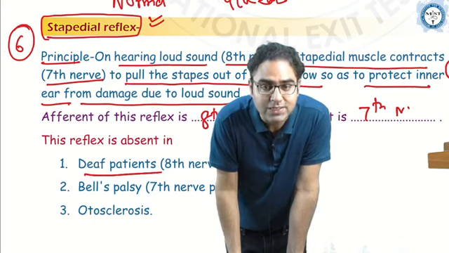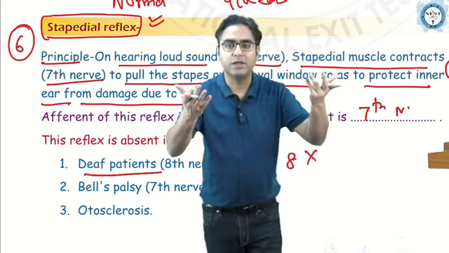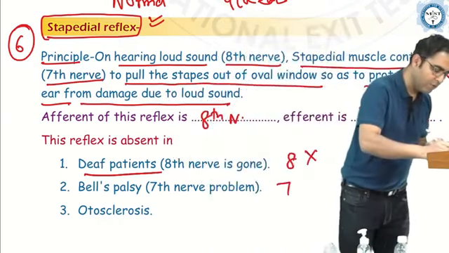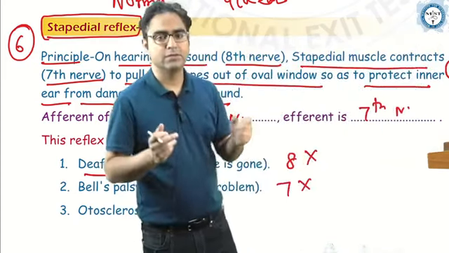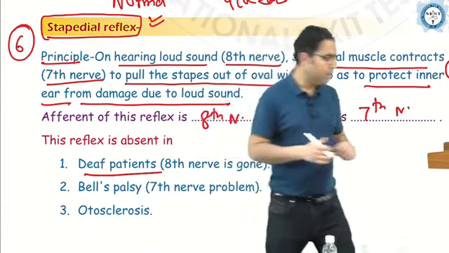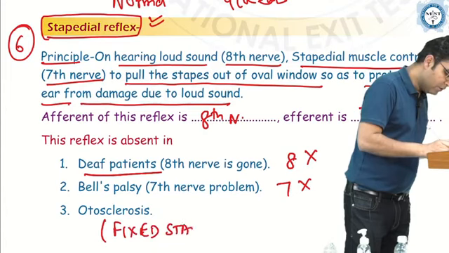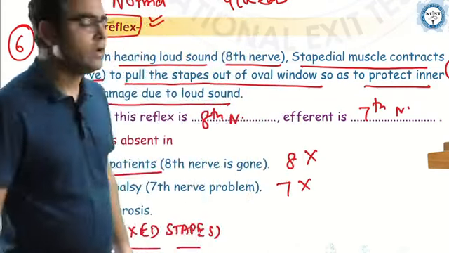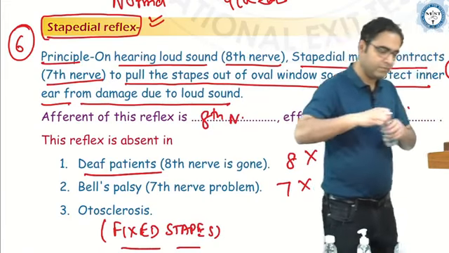First you have to hear it to generate the reflex. A deaf patient cannot hear any sound, so how can they generate the reflex? Bell's palsy, facial nerve palsy, seventh nerve gone. I told you, the reflex only comes when both nerves are intact. And the third one is otosclerosis, fixed stapes. I hope everybody knows stapes is fixed. When stapes is fixed, how can it come out? Okay, fine, wonderful.